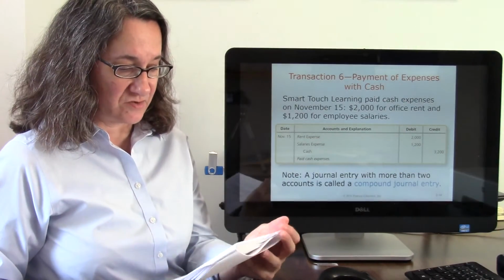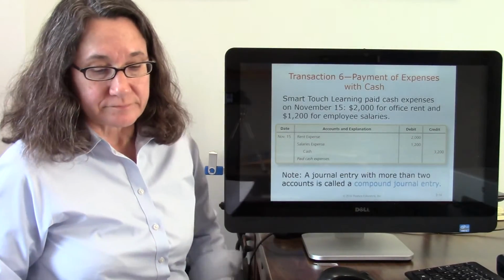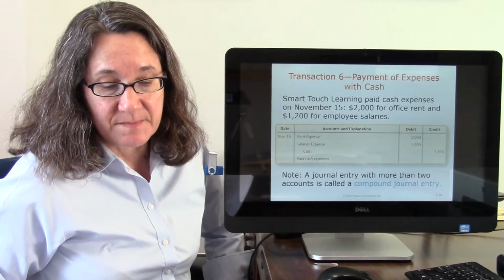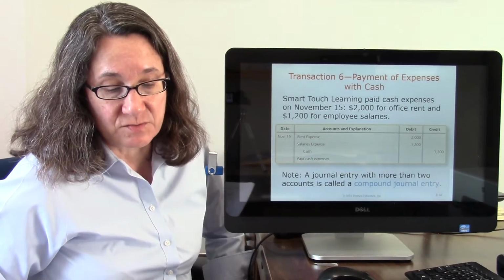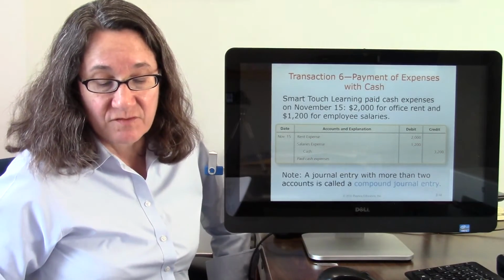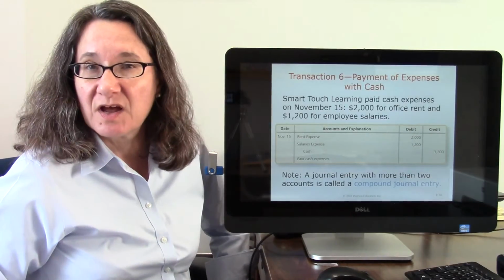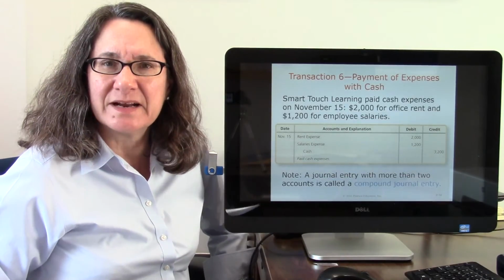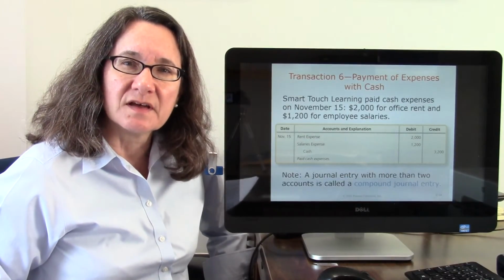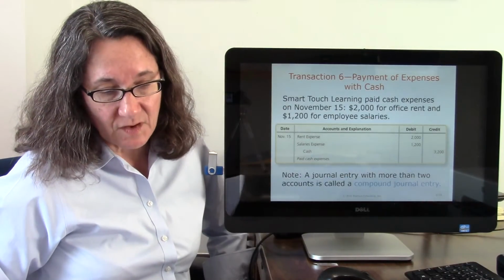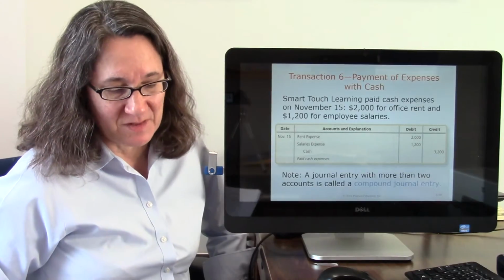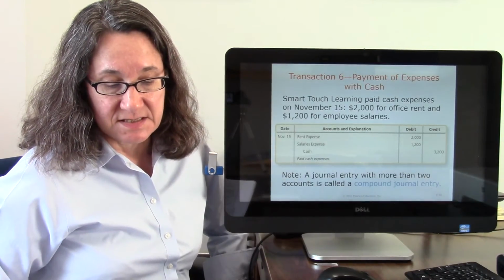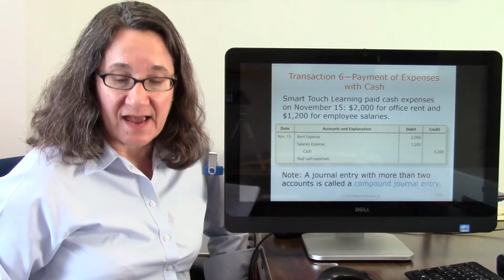All right, here's an interesting one. Smart Touch Learning paid cash expenses, $2,000 for office rent and $1,200 for employee salary. So we got a couple of things going on. We paid out $3,200 in cash, but it actually affected two different expense accounts. So let's analyze this. The three accounts involved are rent expense, salaries expense, and cash.